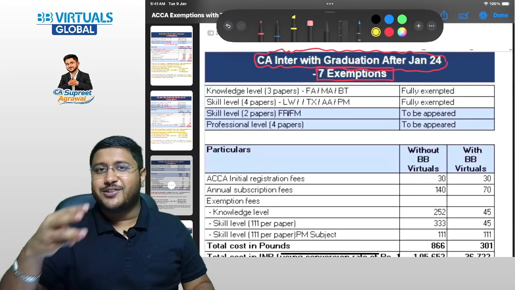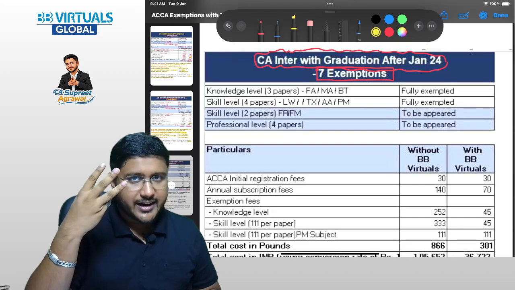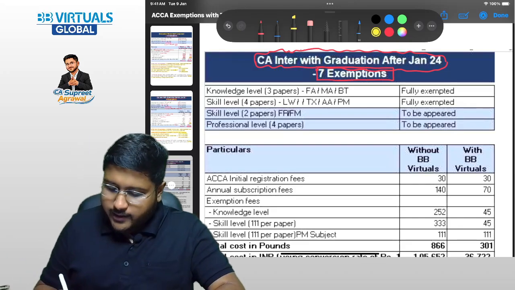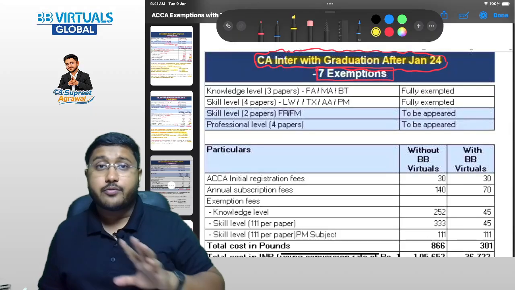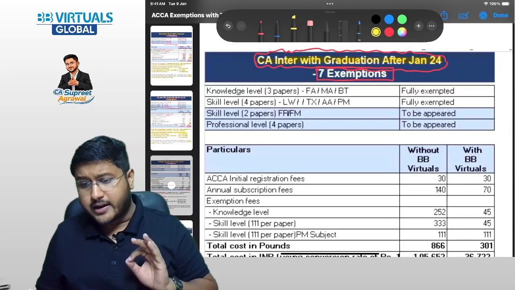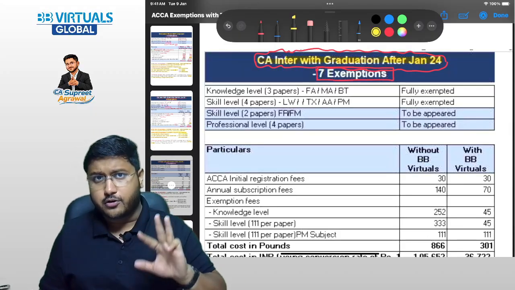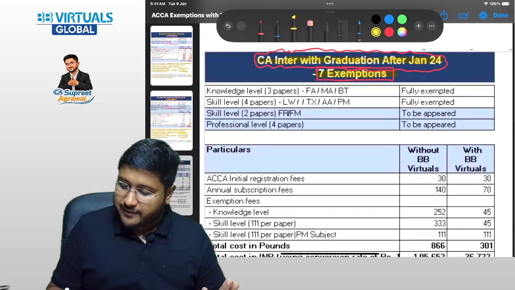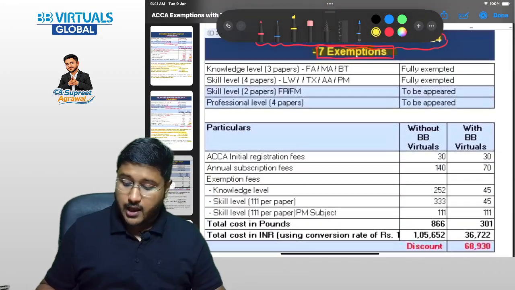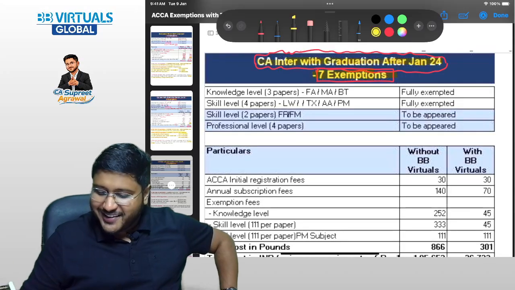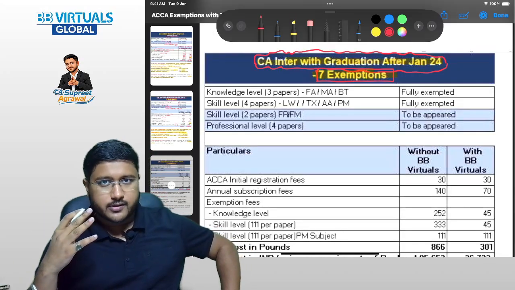Now let's go to a third category. The third category is CA Inter with graduation after Jan 2024. These rules are applicable after the period of Jan 2024, which is 7 exemptions. What is the difference, sir? Here there were 6 exemptions, now 7 exemptions. Wow. Now let's try to understand how these exemptions are actually working.